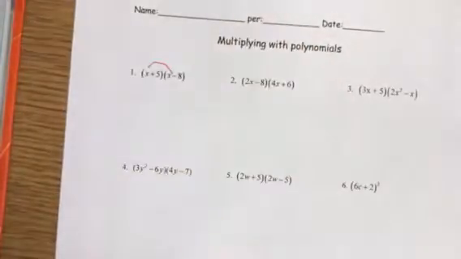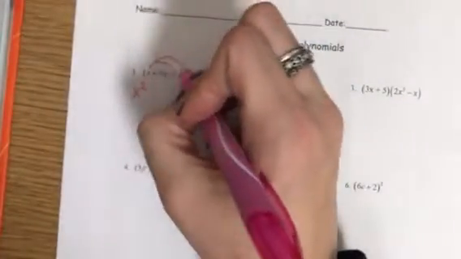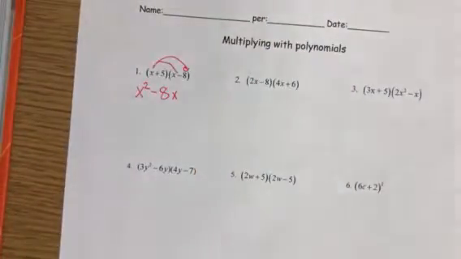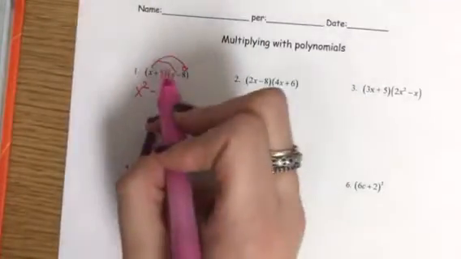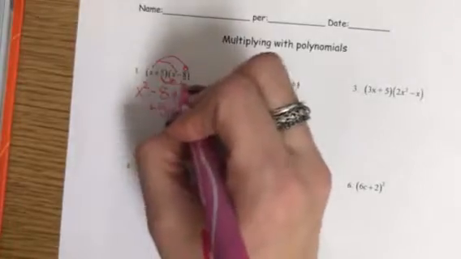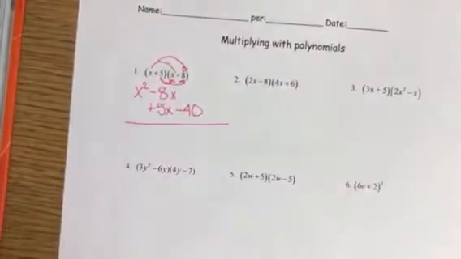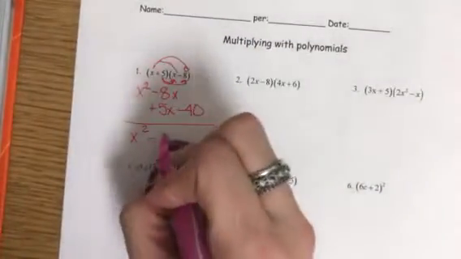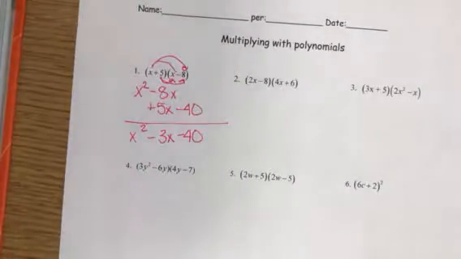Okay, so number one, again, as we distribute, x times x gives us x squared. X times negative 8 is a negative 8x. 5 times x, again, this is a positive 5, is going to give us a positive 5x. And 5 times a negative 8 will give us a negative 40. So when we combine like terms, we'll end up with x squared minus 3x minus 40.